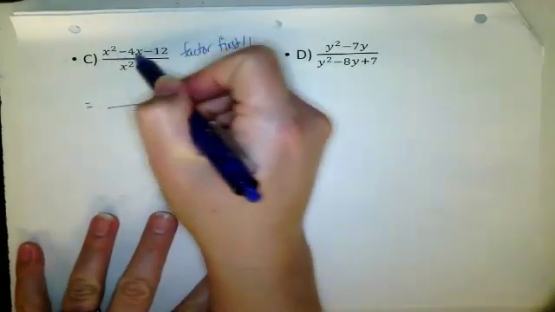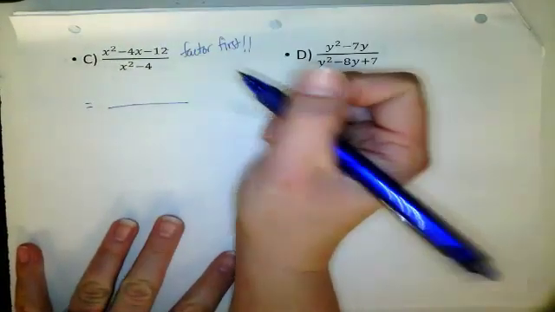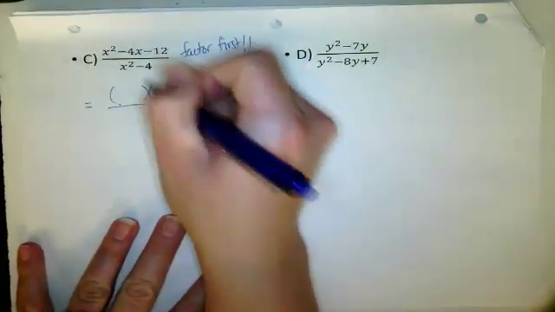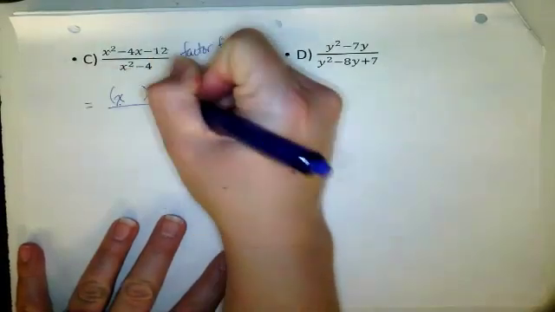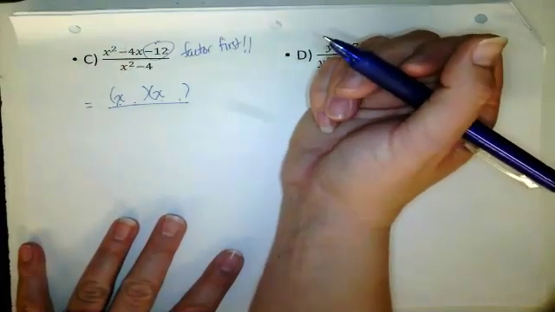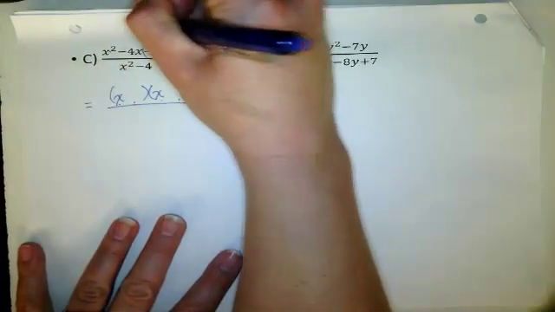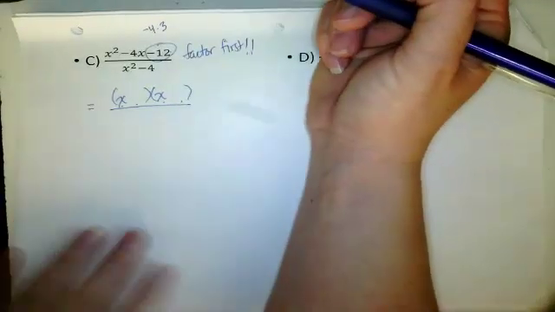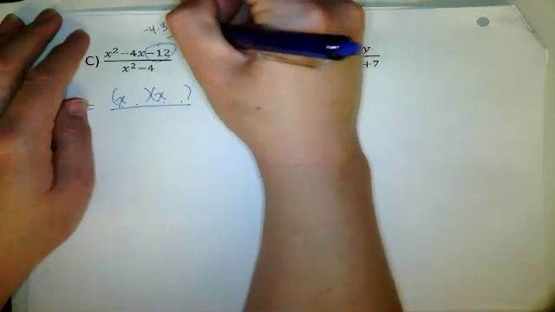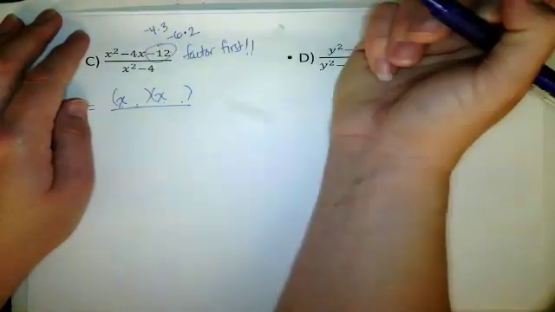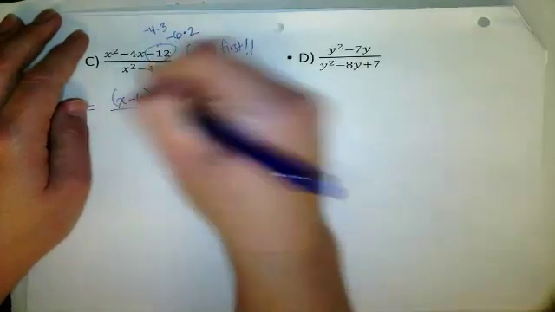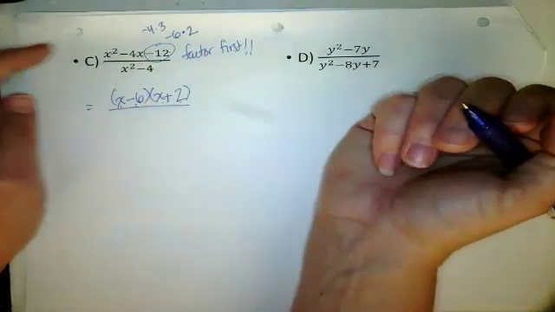So we're going to look at that numerator. It's a trinomial, so we're going to try to double bubble. What times what is x squared? X times x. What times what is negative 12? Negative 4 plus 3? Negative 4 plus 3 is not the right product. What else is negative 12? Negative 6 and positive 2. That's the winner right there. Negative 6 and positive 2.